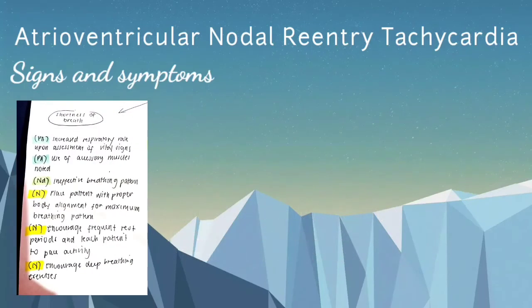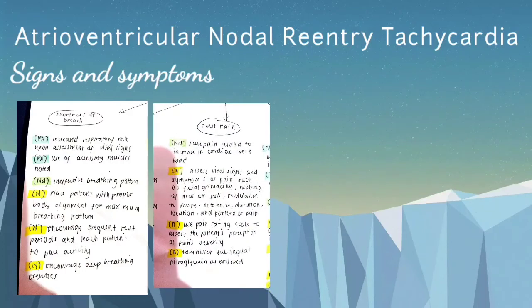For shortness of breath, the physical assessment includes increased respiratory rate upon assessment of vital signs and use of accessory muscles noted. Nursing diagnosis is ineffective breathing pattern. For nursing management, place patient with proper body alignment for maximum breathing pattern. Encourage frequent rest periods and teach patient to pace activity, and also encourage deep breathing exercises.